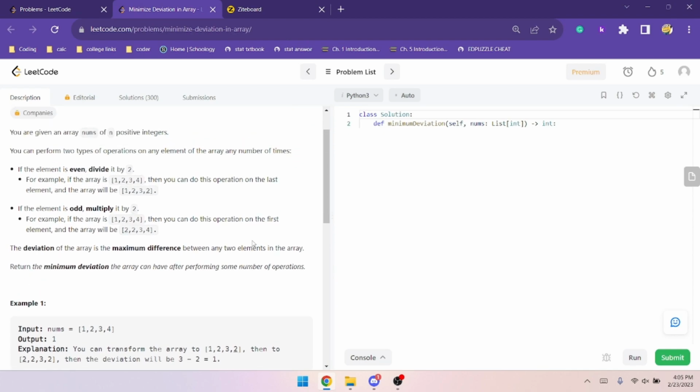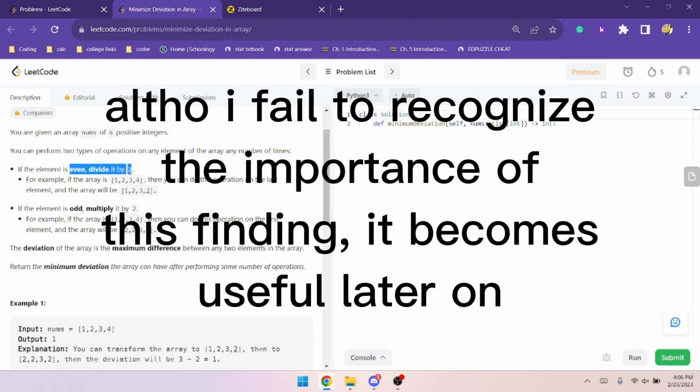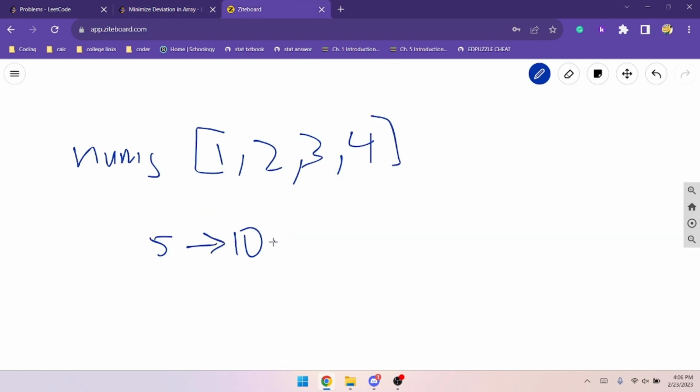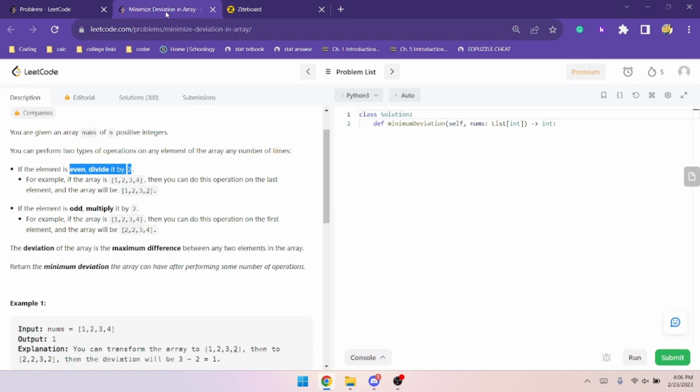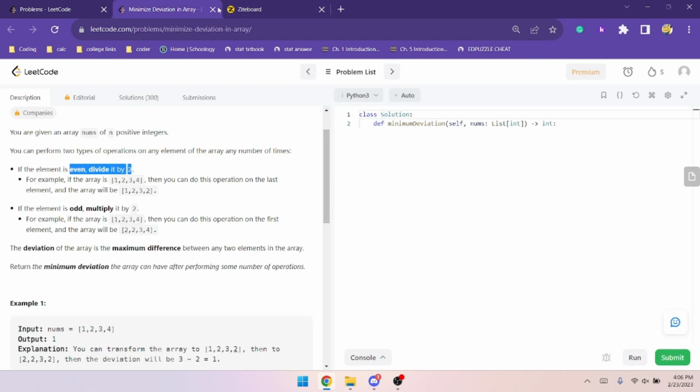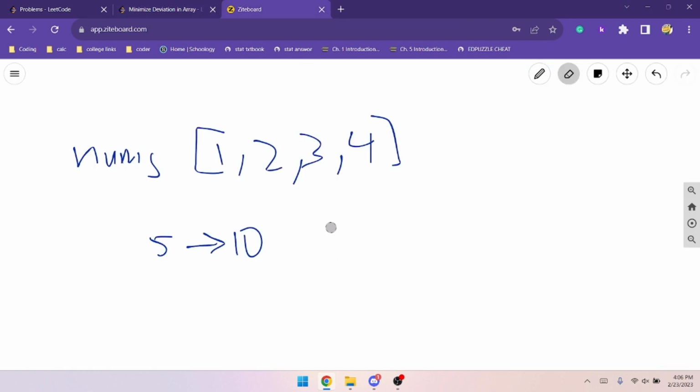Come to think of it, if I'm at an odd number, multiplying it by 2 is kind of reversible because I can divide it by 2 later. So if I'm at an odd number, let's say I'm at 5, and I multiply it by 2, I'm at 10, I can always reverse back to 5. So pretty much if I'm at an odd number, I can go between 5 and 10, and those are my only two operations.